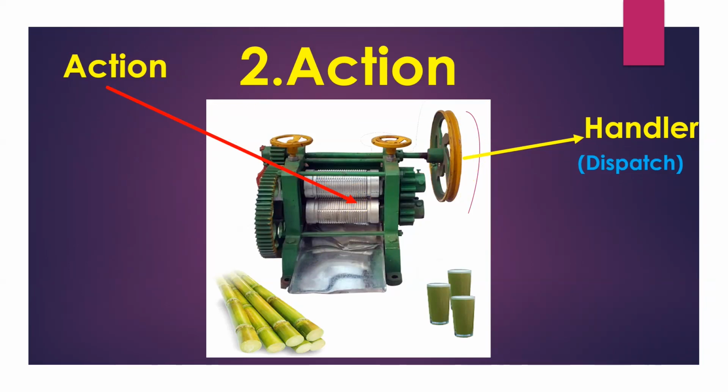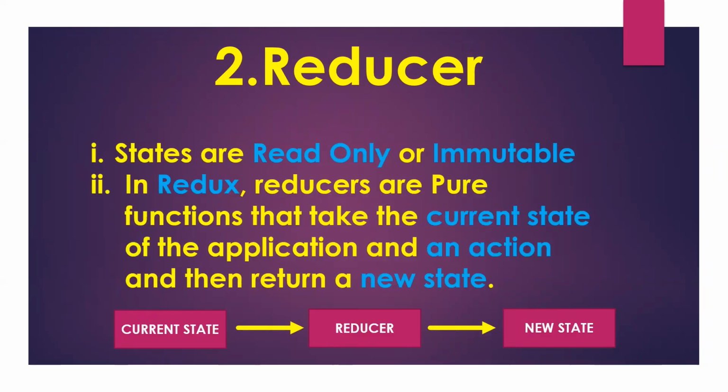Now let's move ahead. So now we have to discuss reducer. So what is reducer? States are read-only. Any state in an application is read-only or immutable. That means it cannot be changed. So what does reducer do? In Redux, reducers are pure functions. This is very important. They are pure functions that take the current state of the application and an action and then return a new state.